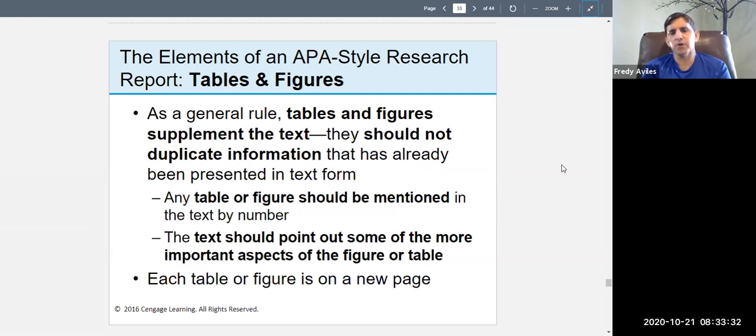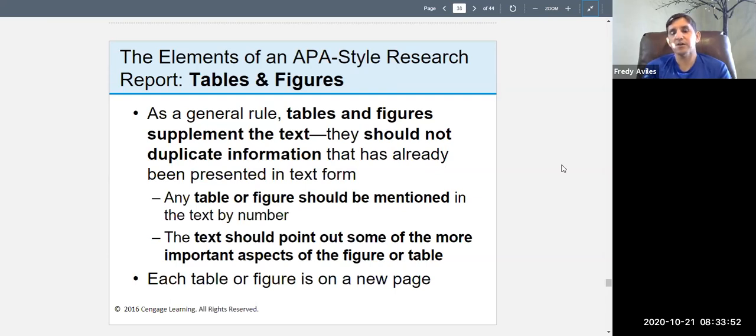A table or figure should be mentioned in the text by number. You should refer to it: see table 1, see figure 1, something like that. See table 2, see figure 2, right? The text should point out some of the more important aspects of the figure or table. You point out some things that are on there, not all of them. That's why you mention see table 1, see figure 1.